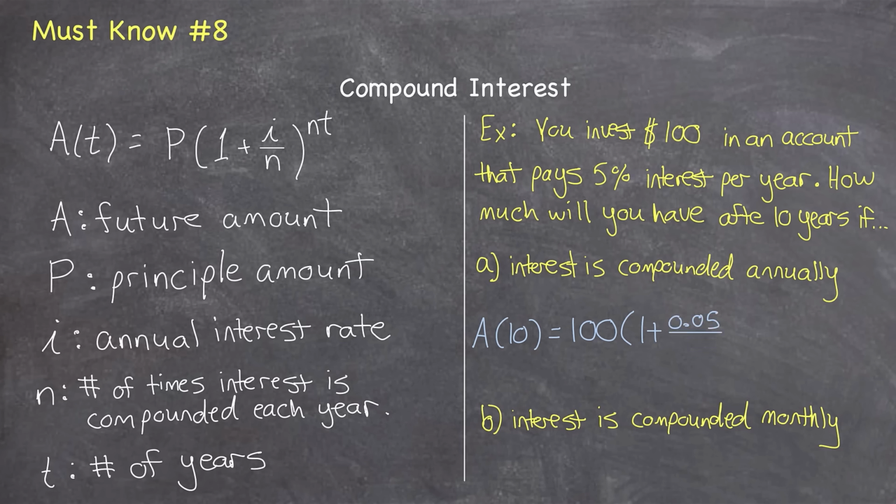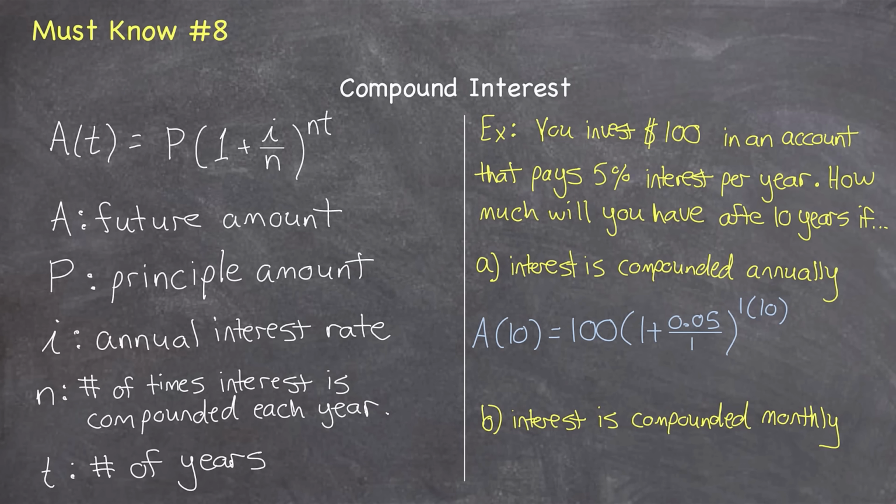And then I have to divide that by n, the number of compounding periods in a year. Well, it's only compounded annually, which means it's only compounded once a year. So I'll divide that by 1. And then my exponent is the number of compounding periods times the number of years the money is invested for. Well, the number of compounding periods in a year is 1, and it's being invested for 10 years. And then it's just a matter of evaluating.